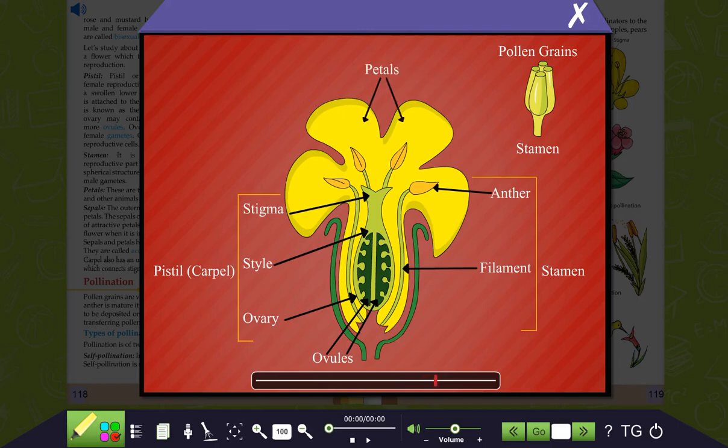Petals. These are the colorful parts of the flower. They help in attracting insects, birds, and other animals, which spread pollen and facilitate sexual reproduction. Sepals. The outermost whorls of a flower are called sepals.